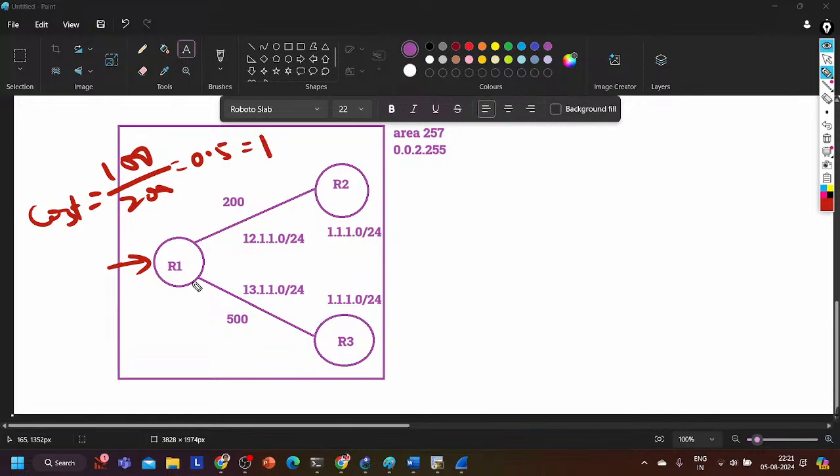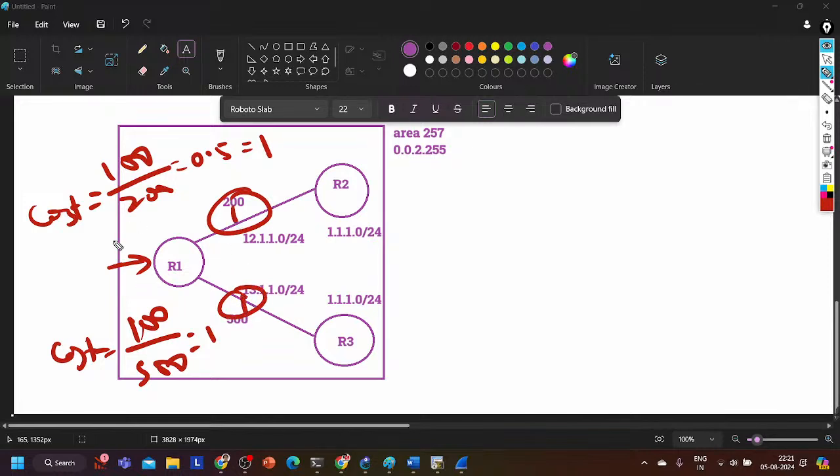In the same way, it will calculate cost on the lower link. So again, the formula is 100 Mbps upon the bandwidth of my link, 500. What value will it get? 0 point something, so it will consider it as 1. Now see, according to OSPF, cost on both paths is the same, 1 and 1. Router will start performing what? Load balancing, right? Equal cost load balancing.